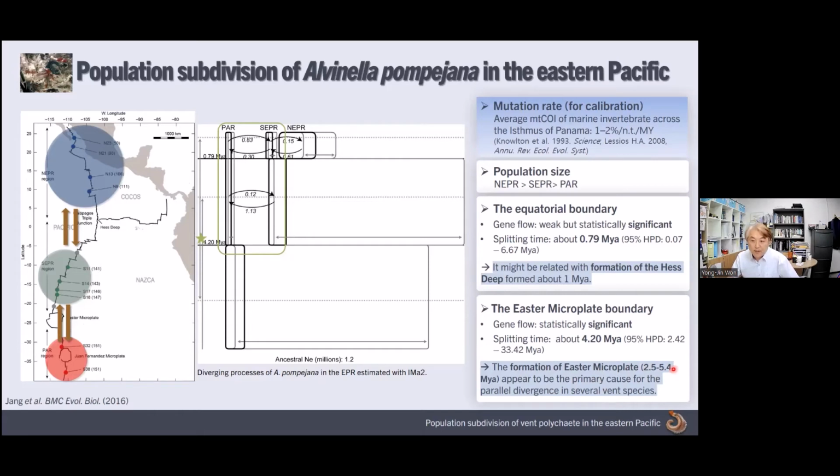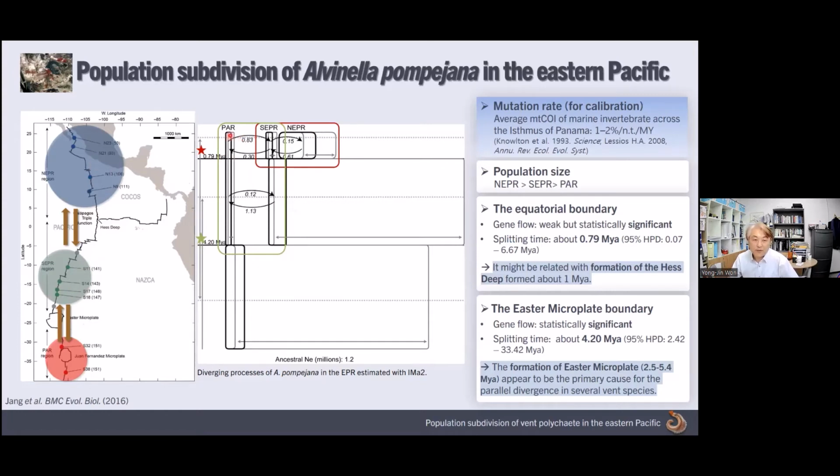And, yeah, I will talk about it again later. Another study also independently showed a very similar result around this boundary. And the second separation between the northern EPR and the southern EPR happened roughly 0.8 million years ago. So this is a quantitative estimation of the starting point of this barrier to the evolution of Alvinella pompejana.